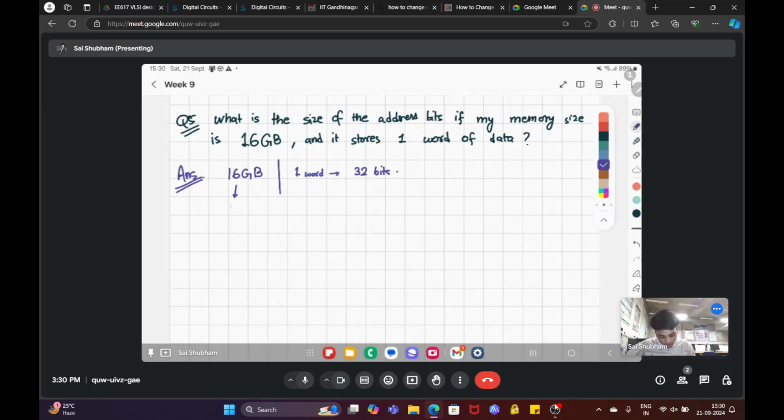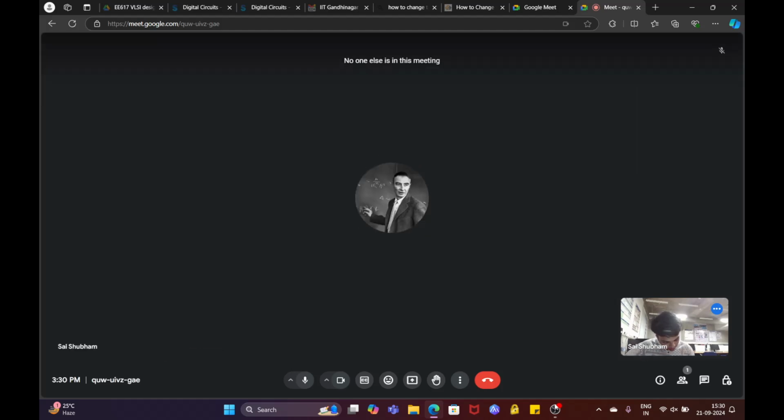So now this is your total memory size, which is equal to data size into 2 power address. So 2 power address is 2 power 4 into 2 power 30 into 2 power 3 divided by data size, which is 32 bits, which is 2 power 5. So this is 2 power 4 plus 30 plus 3 minus 5, which is 2 power.